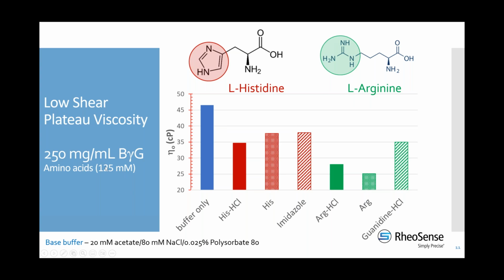And of course, we were just looking at a single concentration here, but you can use this measurement, the low shear plateau viscosity measurement, as a screening tool to optimize both the individual amino acid that works best with your protein or antibody, and then also the concentration that you will need to get the viscosity reduction that's desirable for you.